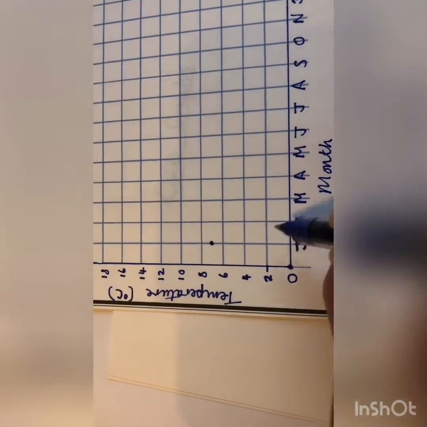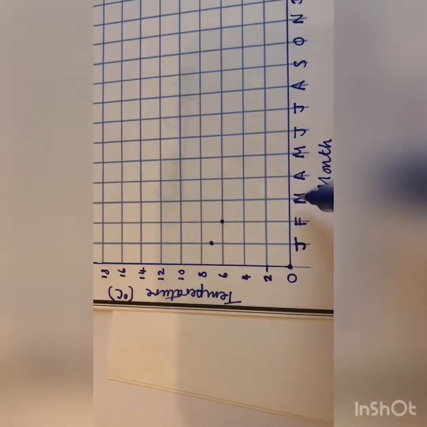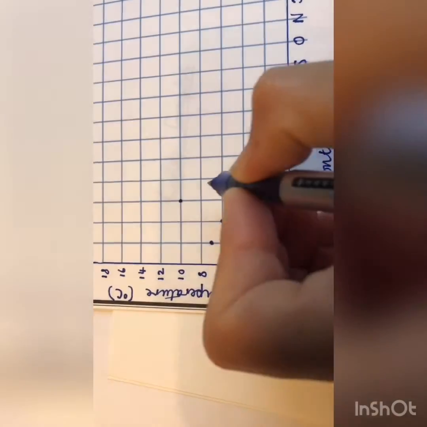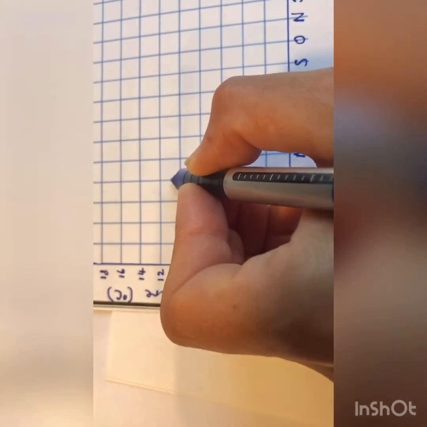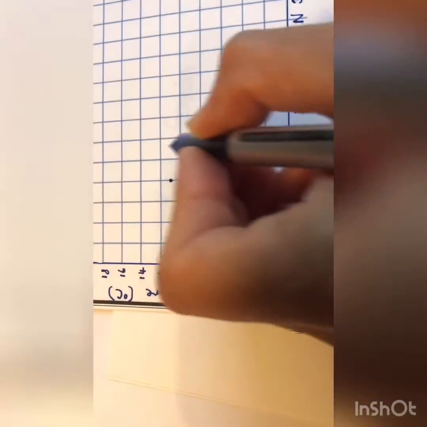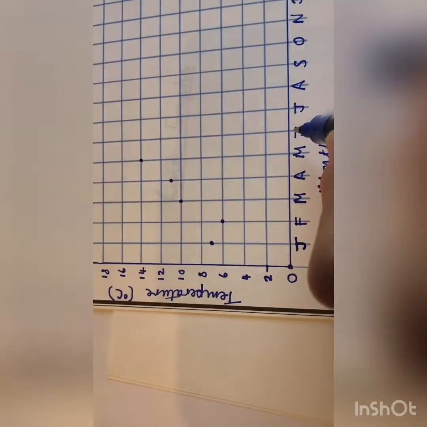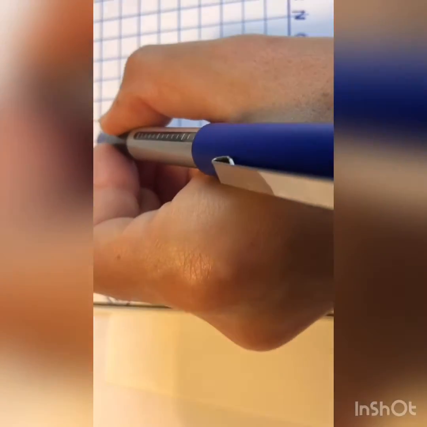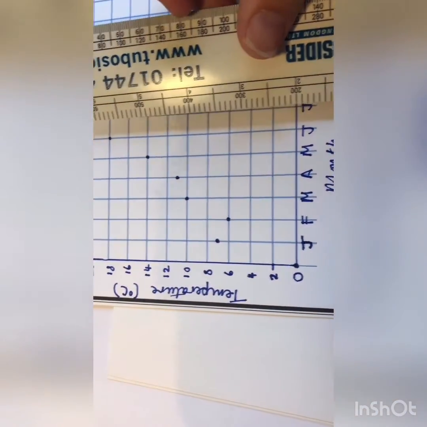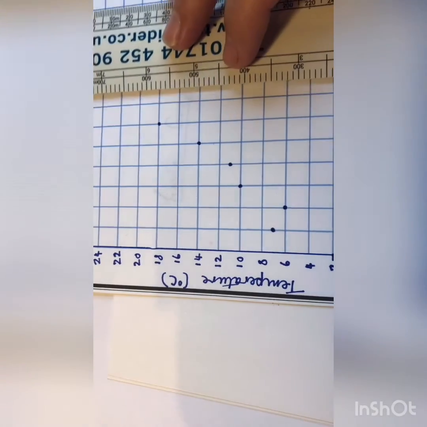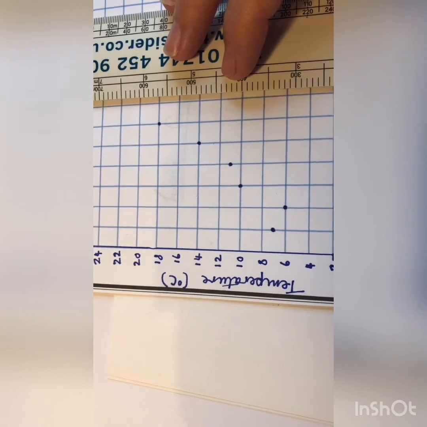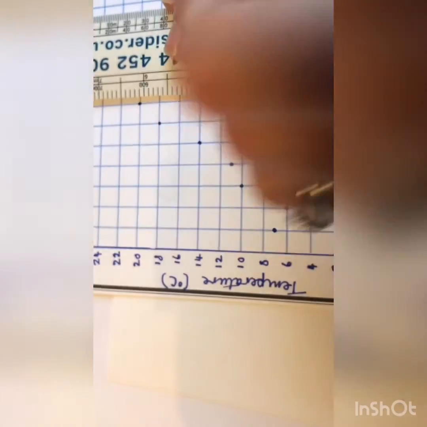And then February is 6 degrees. March is 10. April is 11. Again, that's an odd number, so it's halfway between 10 and 12. May is 14. June is 18. Sometimes it gets a bit hard to see where to go, so you can always use your ruler to help. So we've done June, now we're doing July. I know from the top that July is 20. So on July, I go up to 20.